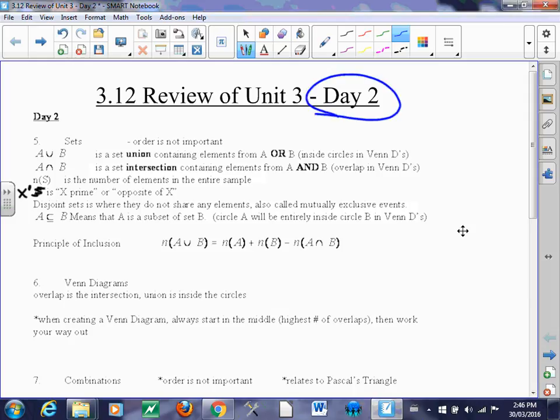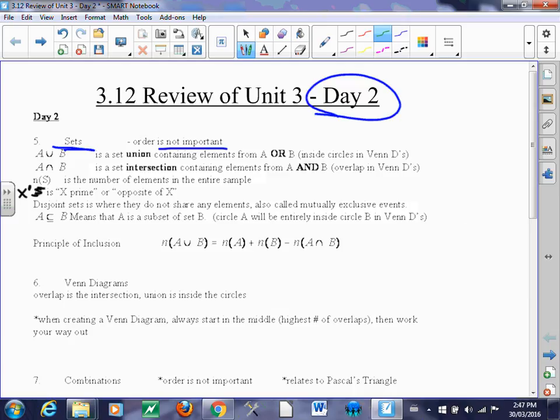Alright, so this is Day 2. Hopefully it's on the back side of your Day 1 handout, or you just print it off the website, that's fine. Okay, so the first thing we'll take a look at are sets. Sets are where order is not important. And we learned some symbols, ladies and gentlemen.